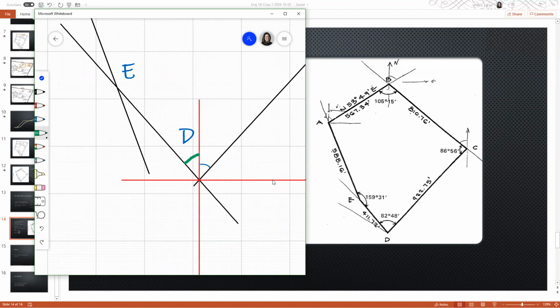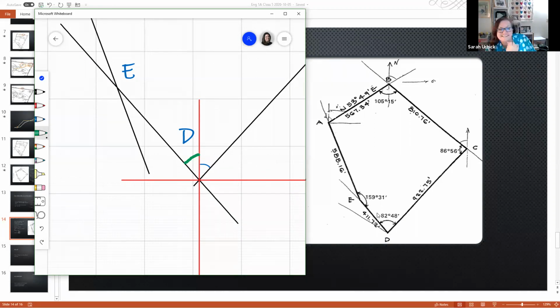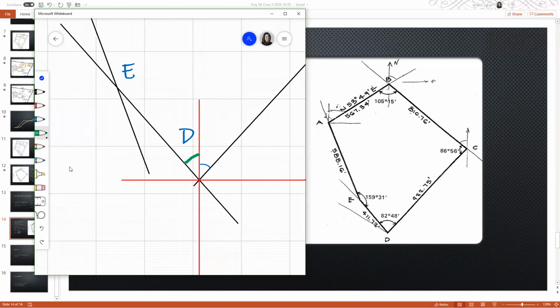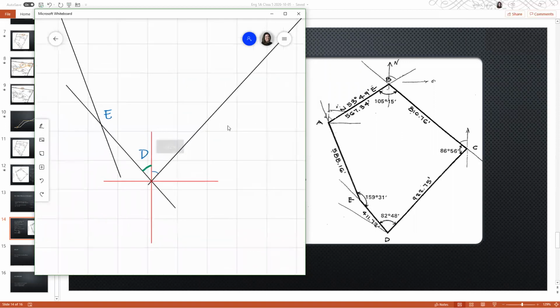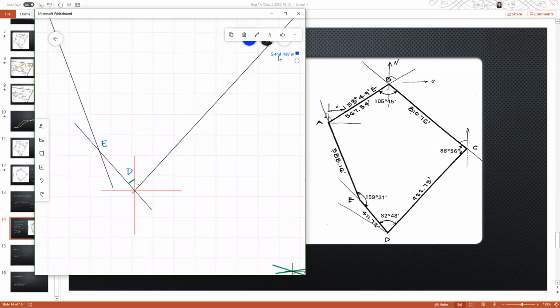Well, wouldn't you just subtract 82 degrees 48 minutes by 41.64 to get D? Very much so. Did you do that yet? No, I have not. Yeah, but that's exactly what I did, Mason. So I got 41 degrees and 10 minutes for that other one.